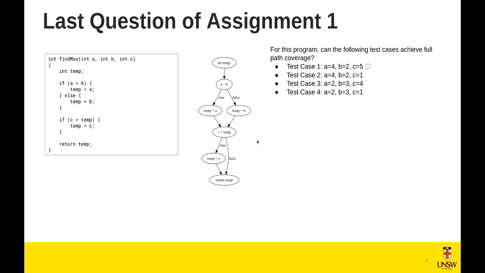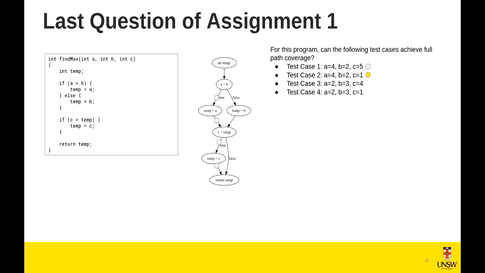Let's consider the first test case. When we encounter the first if condition, which branch will this first test case take? The true branch, right? And then temp, which equals A, is assigned the value of A. So temp is 4 and C is 5. C is larger than 4, and we will take the true branch of the second if. So this covers this path.